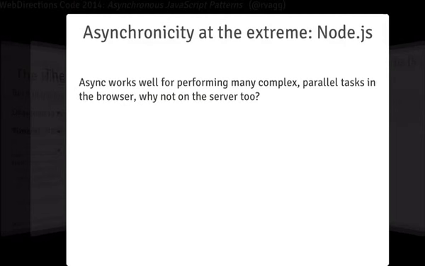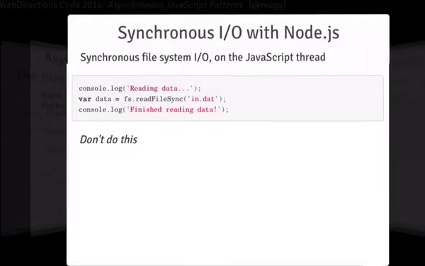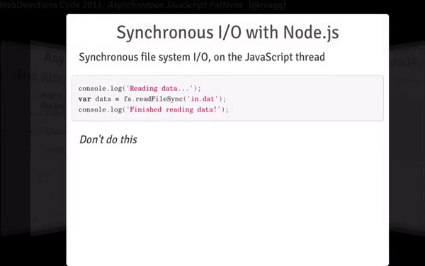So into Node.js, this is where I tend to work mostly now. I don't do as much work in the browser as I used to. But Node takes the philosophy that asynchronous programming works well for performing many complex parallel tasks in the browser. Why not do the same thing on the server? That's what Node does. But it takes it to an extreme, because not only are you being very reactive, but you're causing a lot of these asynchronous operations to happen as well. You don't do as much of that in the browser, but in Node, you are really pushing this whole asynchronous thing to the limits.